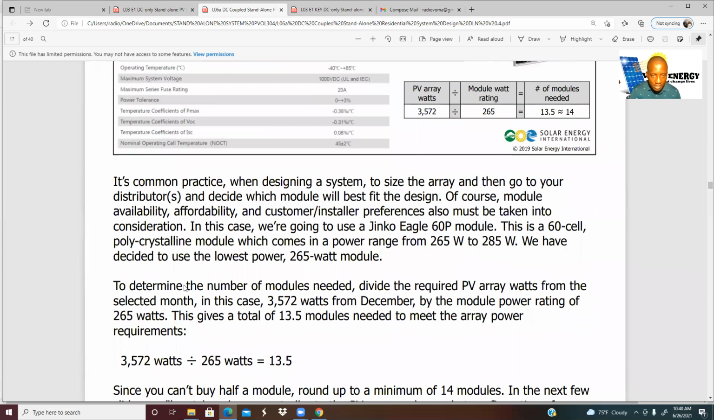It is common practice when designing a system to size the array and then go to your distributor and decide which model will best fit the design. Of course, model availability, affordability, and customer or installer preferences must also be taken into consideration. In this case, we are going to use a Jinko Eagle 60P model. It is a 60-cell polycrystalline PV model which comes in a power range from 265 watts to 285 watts. We have decided to use the lowest power, 265 watts.